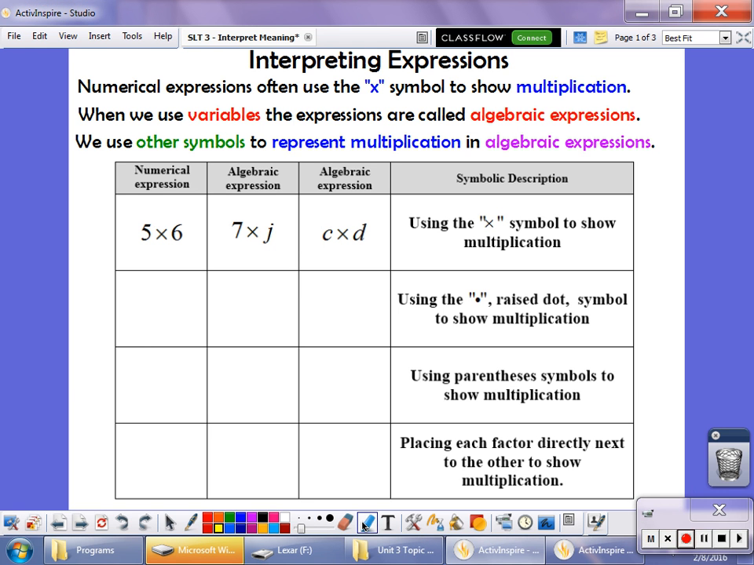We're going to talk about interpreting expressions. There are two types of expressions we can have. One type of expression is called a numerical expression. Numerical expressions have numbers and mathematical symbols.